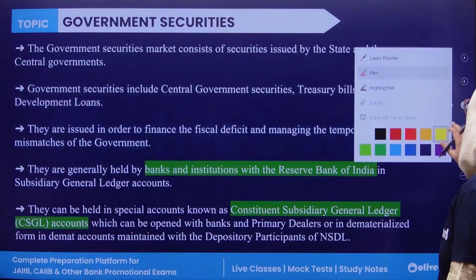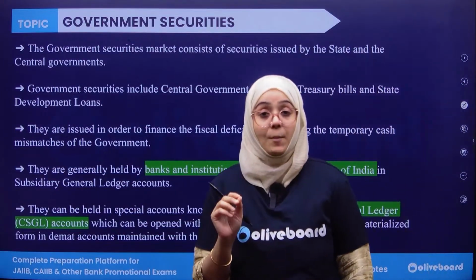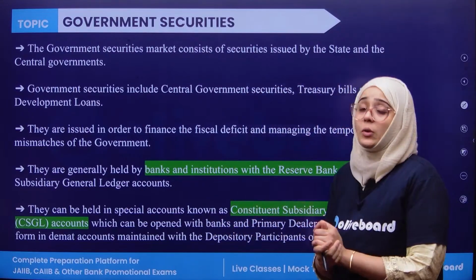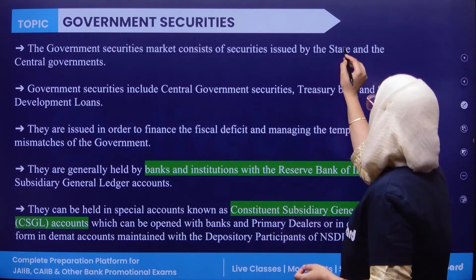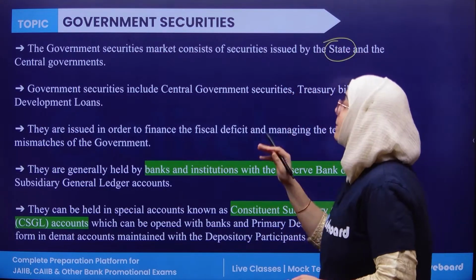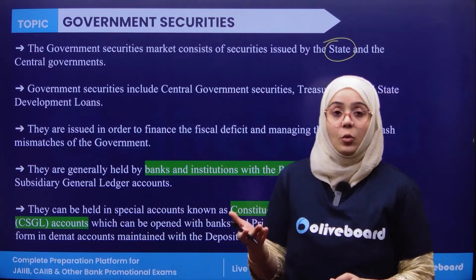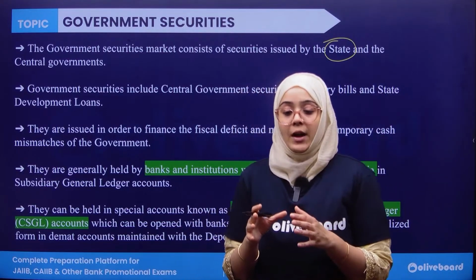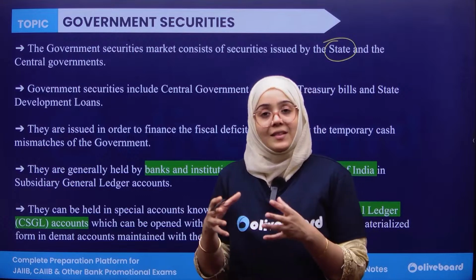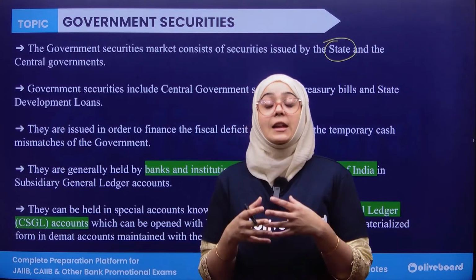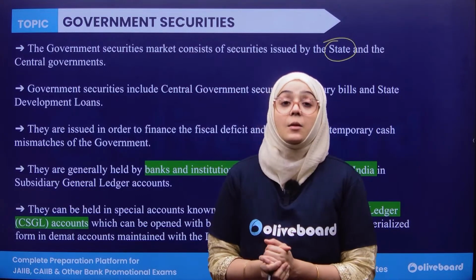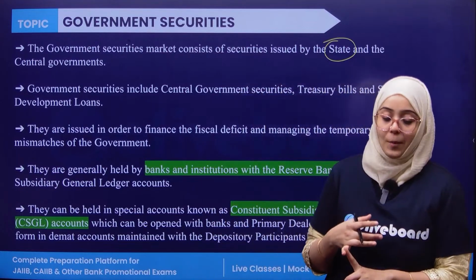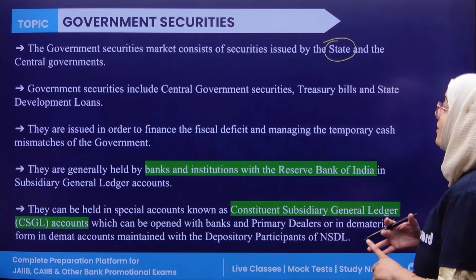So let's start discussing with the very first thing, that is known as government securities. Government securities are the market which consists of securities which can be issued by both state and central government. Generally, if the state or the central government wants funding from the public, they can raise money from the public by issuing government securities. So government securities can be issued by the state, or they can be issued by the central government.